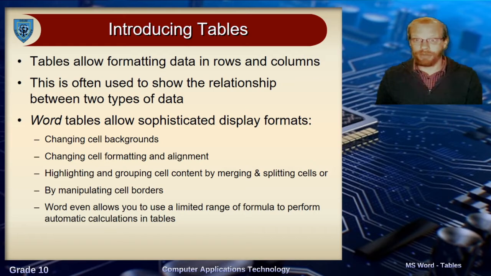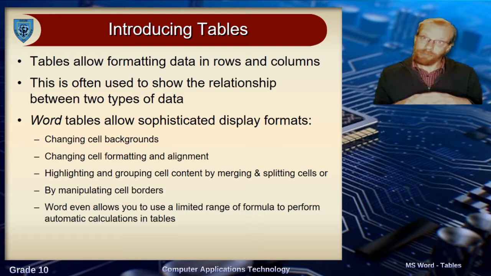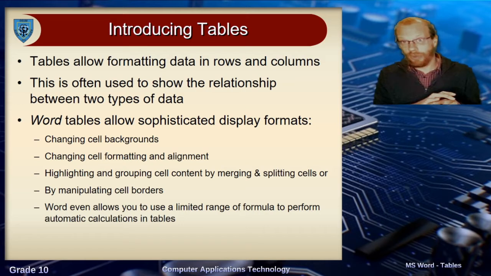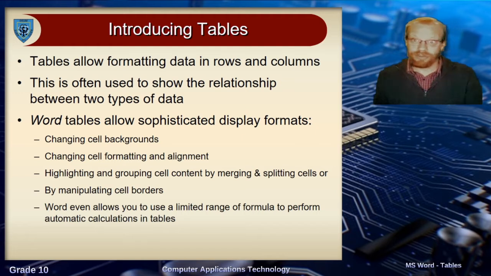You can change cell backgrounds, change cell formatting and alignment, highlight groups of cells by using different colors, merging cells, splitting them, and by manipulating the cell borders so that you can change the way different cells flow into each other and have different thicknesses or colors of borders to group information together. As a slightly more advanced feature, Word even allows a limited range of formulas that you can use to do automatic calculations.